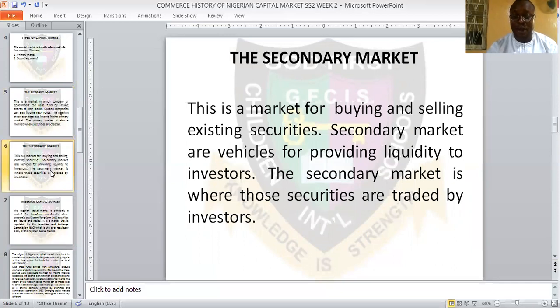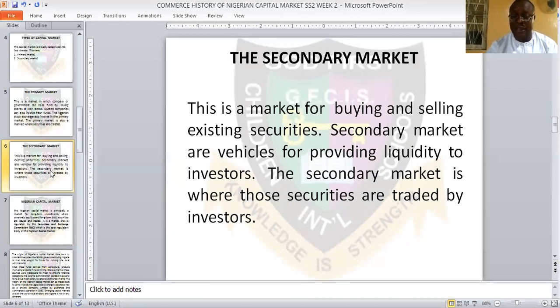Let us look at the secondary market. The secondary market is a market for buying and selling existing securities. We are not talking about old securities, we are talking about existing securities. The existing securities are the securities that have been in stock for a long period of time. The secondary market is a vehicle for providing liquidity to investors.